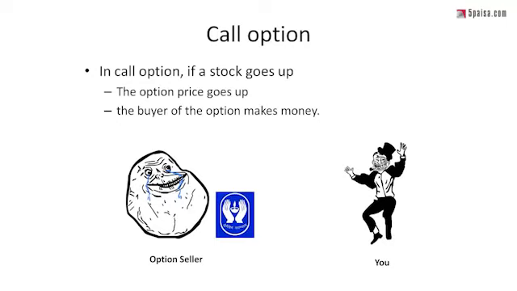So this is option seller like LIC and this is you. If a huge move happens, if the price goes up, you make money. That is the only thing you need to understand about call option at this stage. And I'm going to jump straight into an example, no theory. Let's look at SBI 300 call option. What SBI 300 call option means is, if SBI is above 300, for each rupee above 300, the buyer of the option makes 1 rupee.